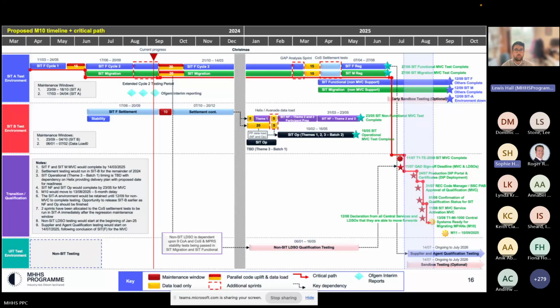The migration completion window, I can assure you, will remain as 18 months. So there's no constraining of that. Okay. That window will remain the same. The timelines will just move.